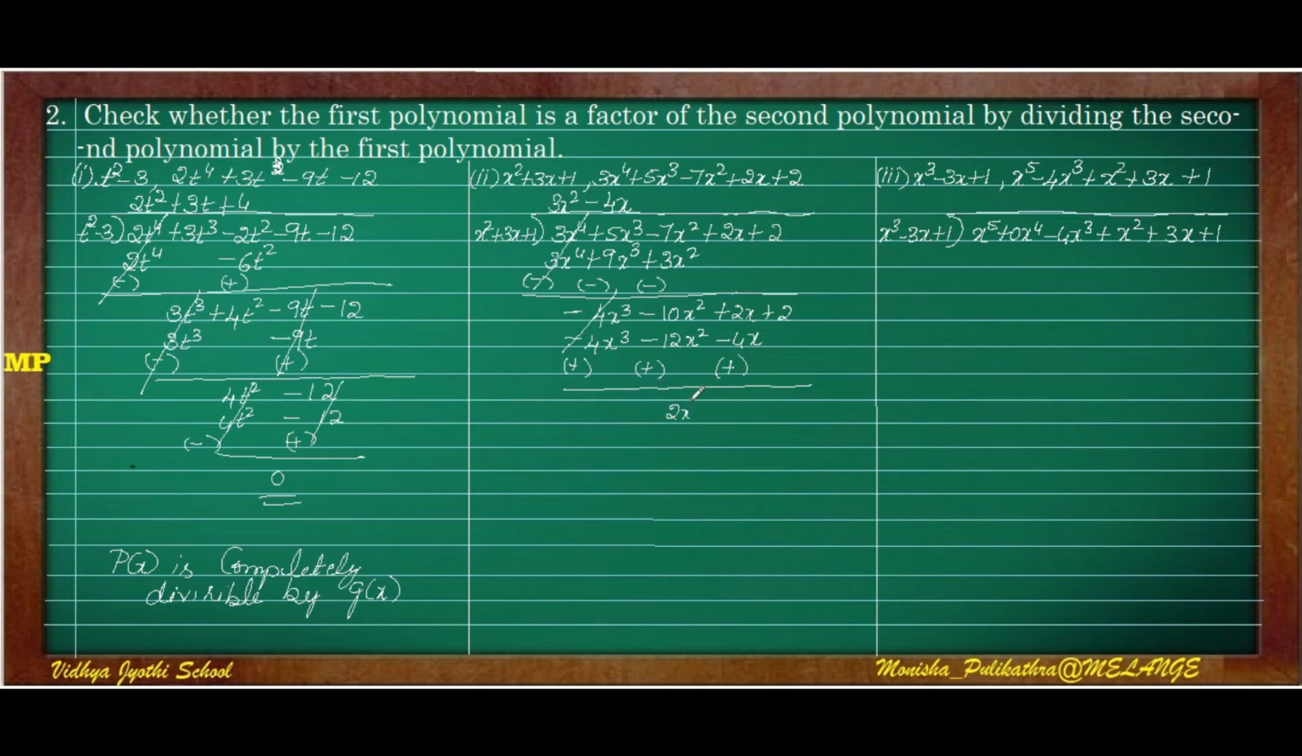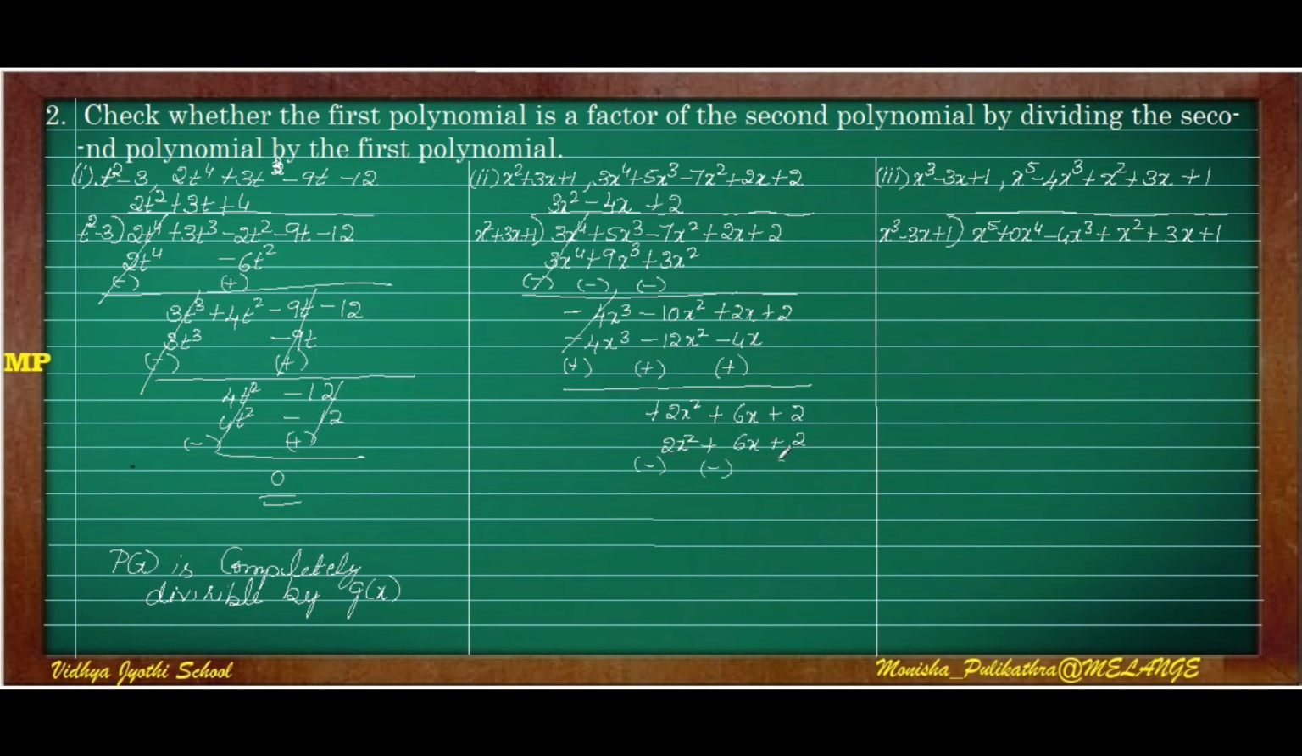Minus into plus is minus. So it will become 2x square, larger number sign is plus. Plus into plus is plus. So plus 6x plus 2. So 2x square plus 6x plus 2. So x square to become 2x square, multiply it with plus 2. So 2x square, plus 2 3s are 6x, plus 2 1s are 2.